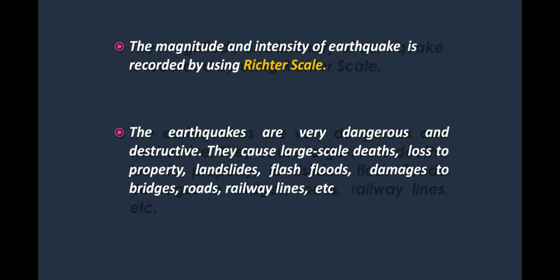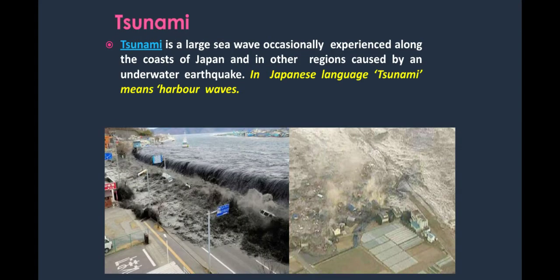Then a tsunami. Now, tsunami is a large sea wave occasionally experienced along the coast of Japan and in other regions, caused by an underwater earthquake. In the Japanese language, tsunami means harbor waves. Now, as the definition tells, it is an earthquake under the water. So the water comes like a giant. You can see in the picture, the water takes away everything.